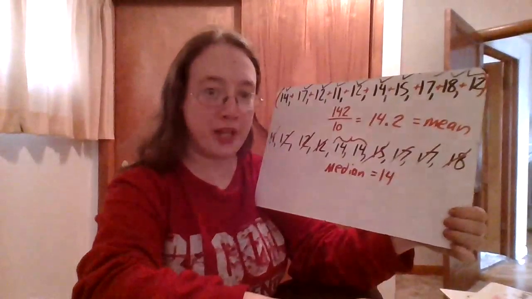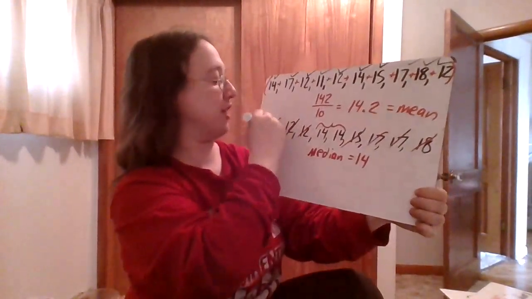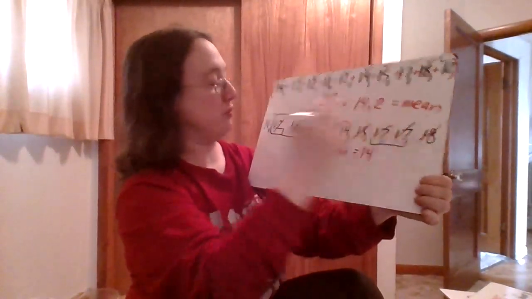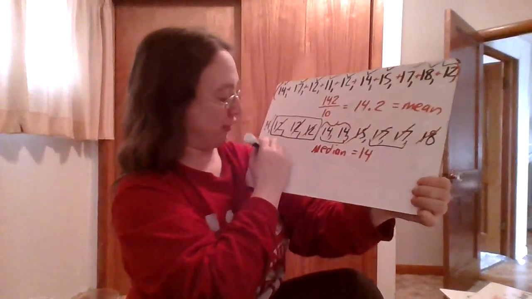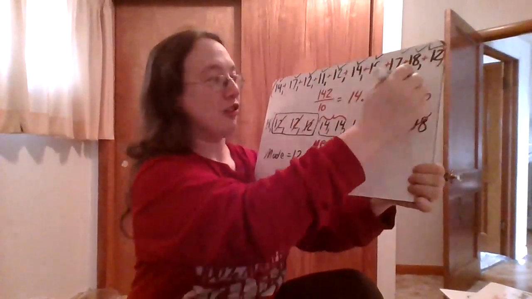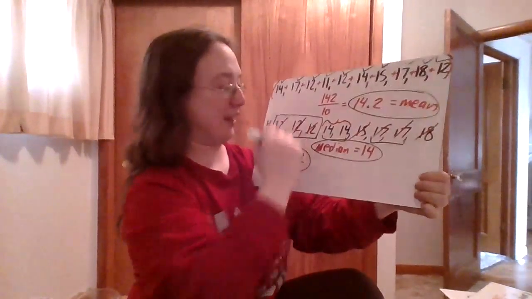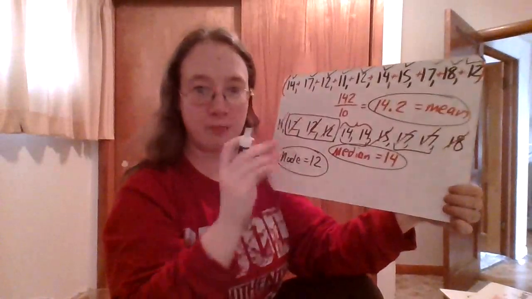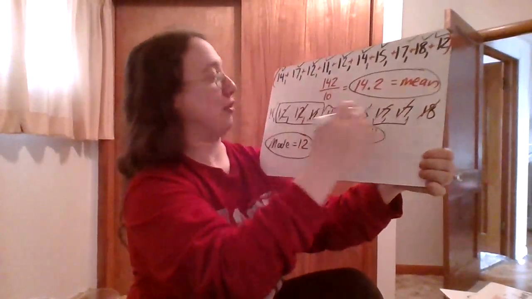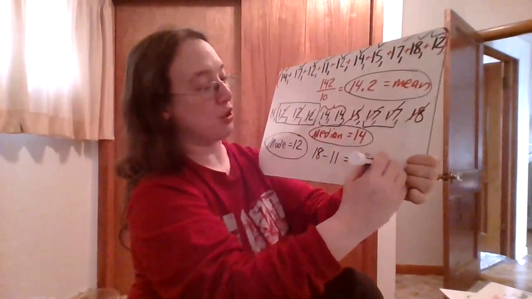So we're looking for which one happens the most. And we have a couple repeats, but the one that repeats the most is going to be 12, because we got 3 of those. We got 2 of these and 2 of those, but we have 3 of that 12, so that's our mode. So our mode is 12. So we get our mean, we get our median, we get our mode, and then the last thing we want is our range. So our range is our biggest number, which is 18, minus our smallest number, which is 11, which gives you 7 for your range.